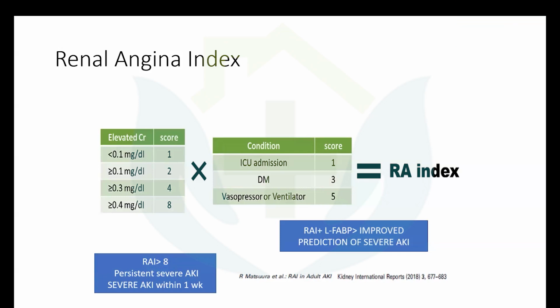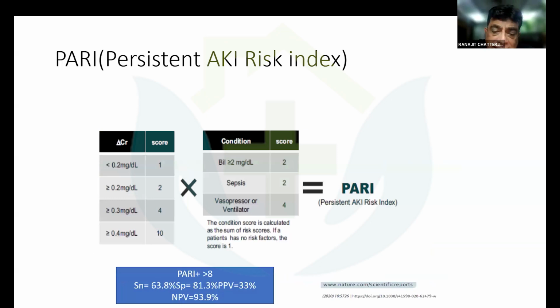And again, if I combine the renal angina index with some indices like L-FABP, these are the biomarkers, it has been found to improve prediction of severe AKI. Similarly, there is another index known as the persistent AKI risk index. Again, see the negative predictive value of 93. What is the negative predictive value or positive predictive value of this type of classification?